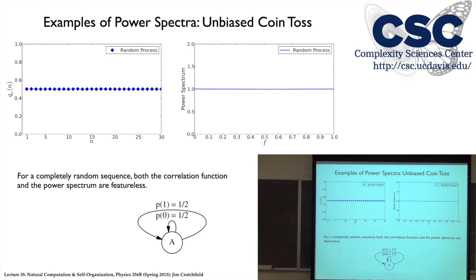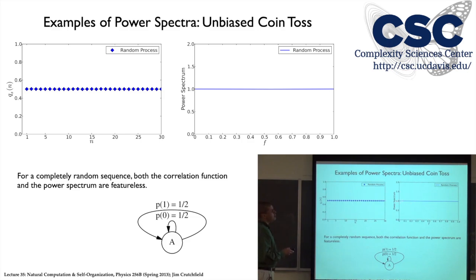Well, when we look at the power spectra, first let's look at the correlation functions. The correlation functions are very boring. All they are is 1/2 for all of n. So what this says is that if I pick any two symbols in the sequence, if q is equal to 1/2, the probability that those are the same is going to be 1/2. So this process has absolutely no structure to it.